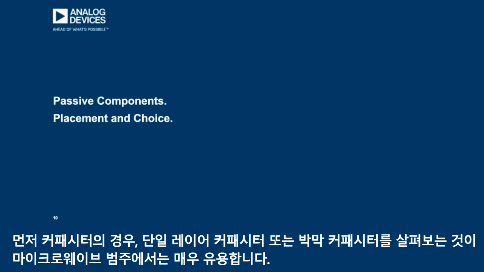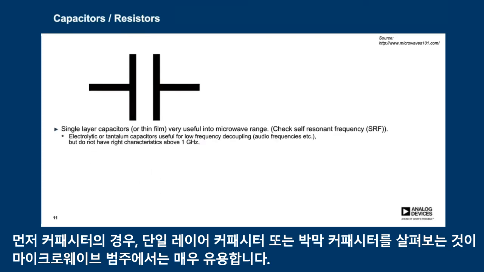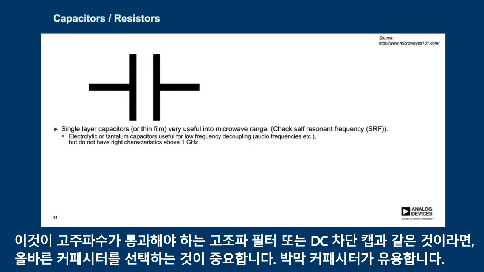First off, so looking now at capacitors. So single layer capacitors or thin film are very useful into the microwave range. So if this is something like a harmonic filter or a DC blocking cap where a high frequency is being passed through it, then it is important to choose the right capacitors. So thin film capacitors are very useful.